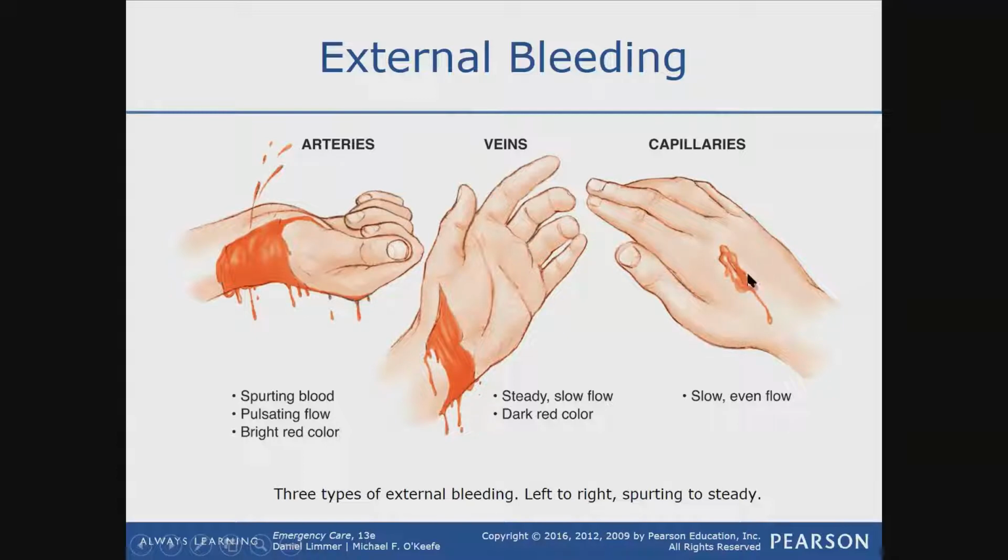So if you have a scrape or a very minor cut, and it's only affecting the capillaries, you're going to have a little ooze. It's like an oozing flow, a slow flow. That's the best way to explain it. After your capillaries, the blood is going to go to your heart via the veins.